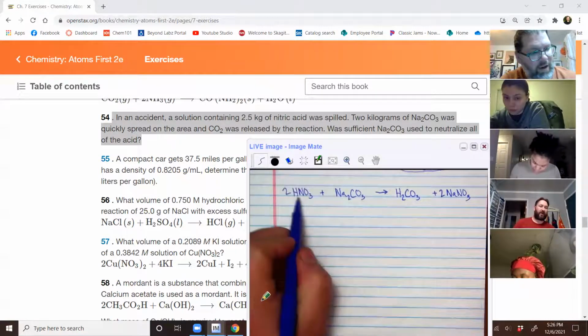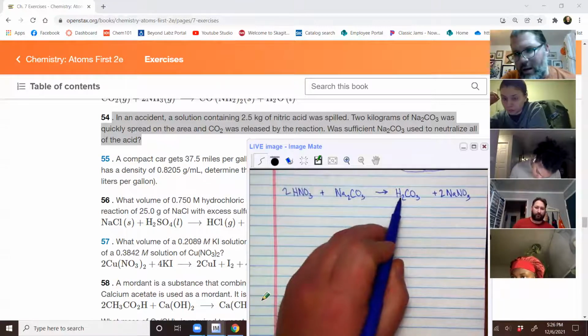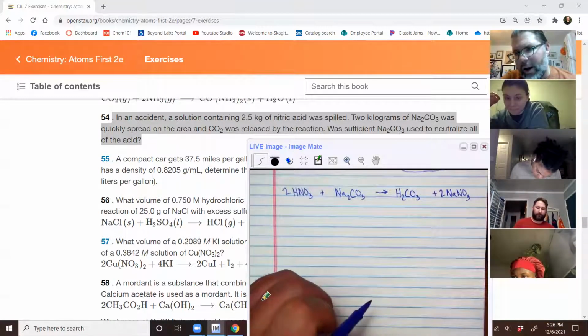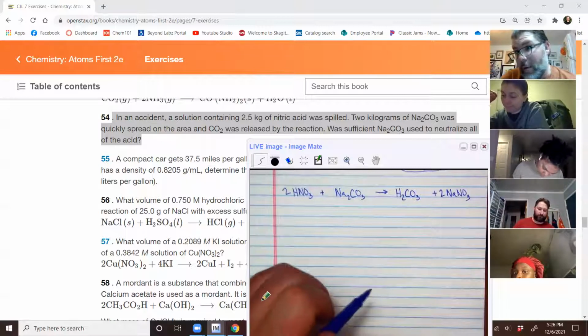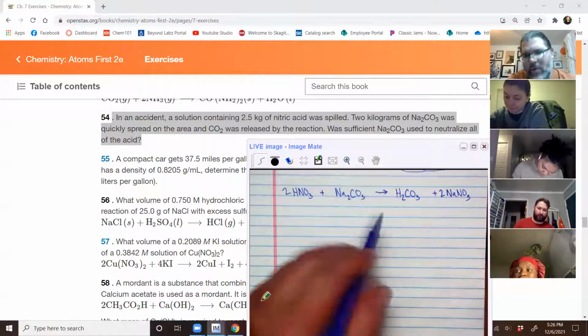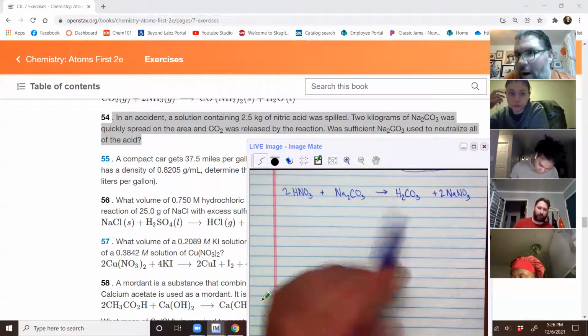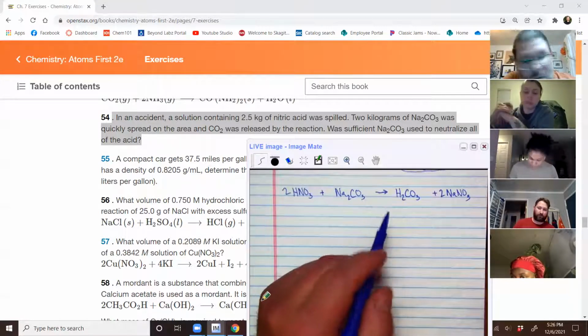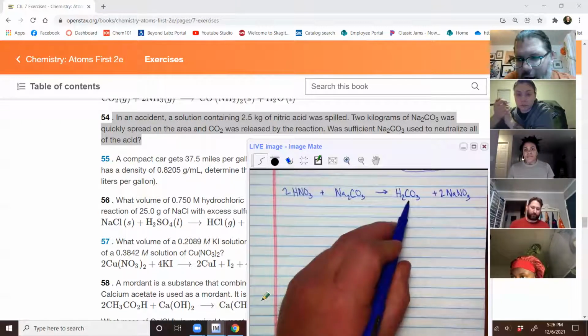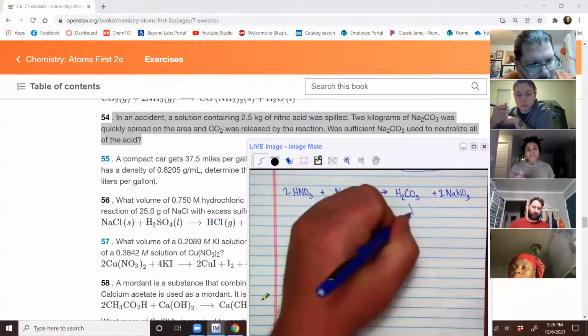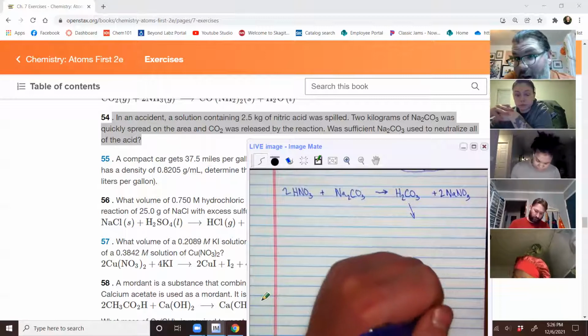And now it looks like we've got 2 H pluses in the 2 HNO3s and 2 H pluses in our 1 carbonic acid. Balanced chemical equation. Now, this is perfectly fine for us to go and solve the rest of the problem with, but if you're wondering where the CO2 comes from, anytime we make H2CO3 in a reaction, and this is something that you guys have, I think, seen before.